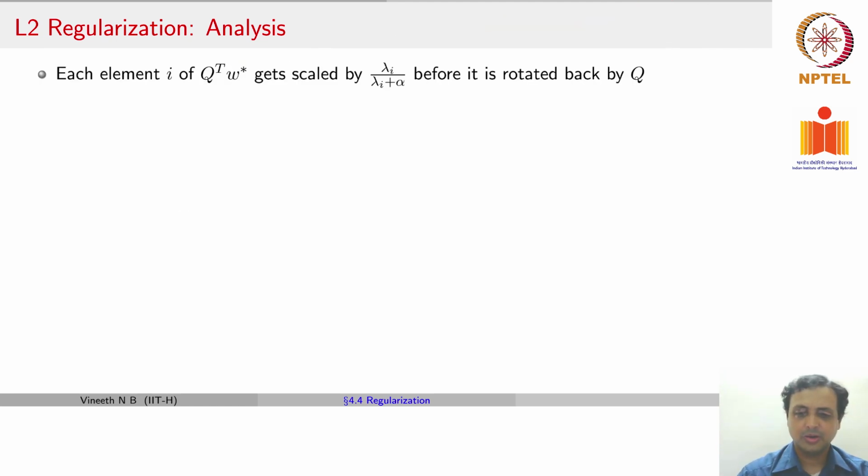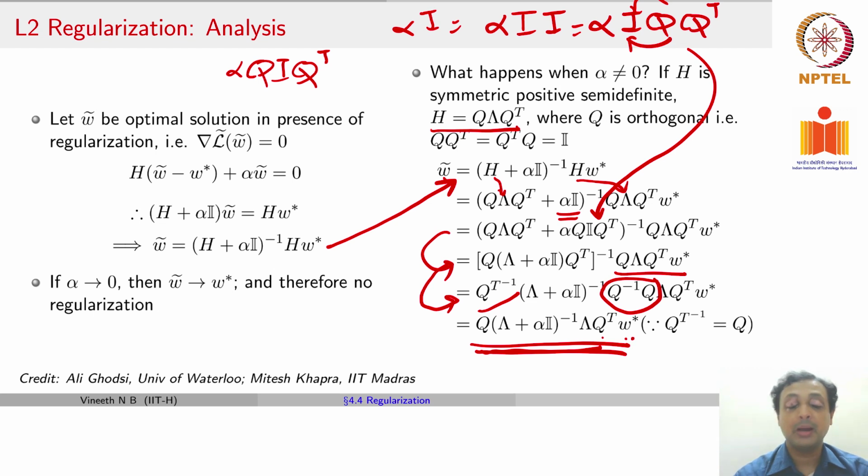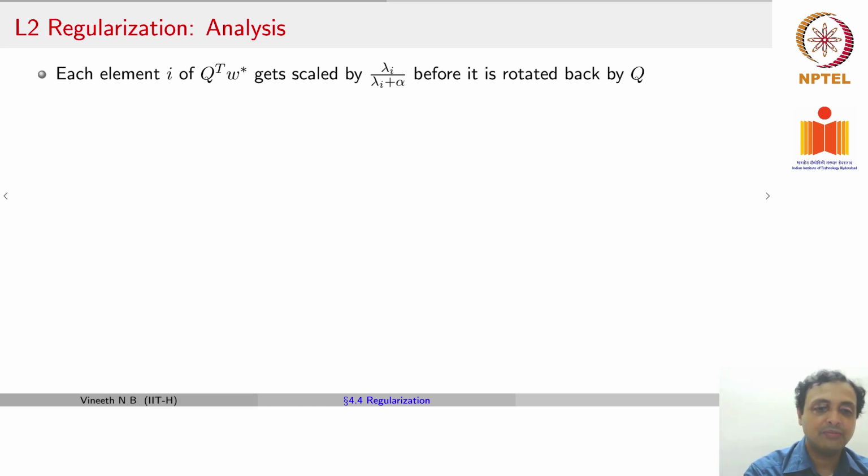If you observe here, you first take W star, multiply it by a matrix Q transpose, which is equivalent to doing some transformation on W star. And after you do that, you are multiplying by this term here. This term, remember, lambda is a diagonal matrix. Whenever you have a decomposition such as this, lambda will be a diagonal matrix. So you have lambda plus alpha I whole inverse lambda, and because lambda and I are diagonal matrices, you can now write this more succinctly: you take every element of Q transpose W star, and it gets scaled by lambda I by lambda I plus alpha.